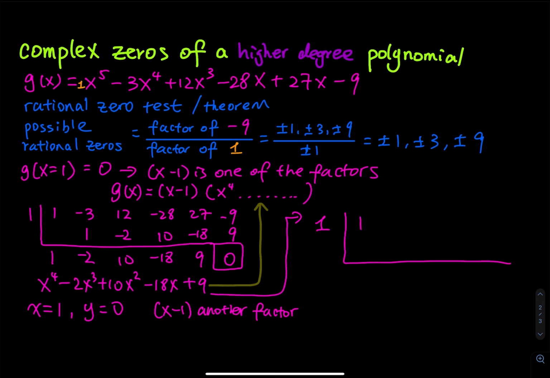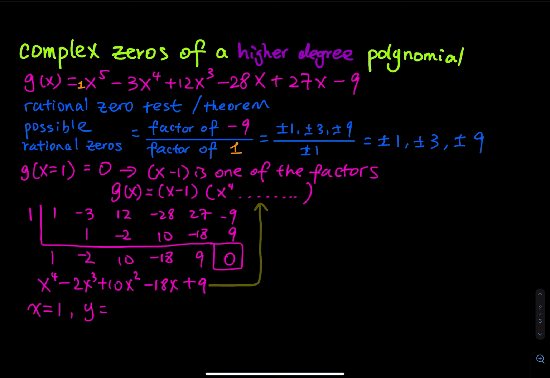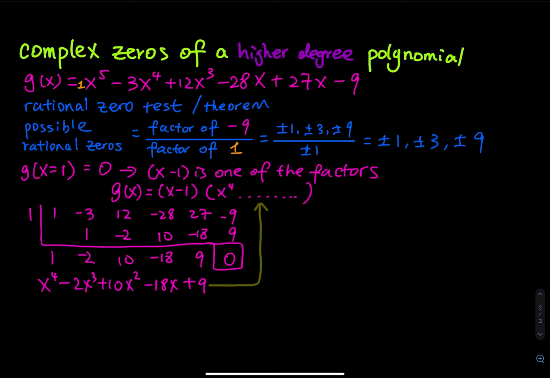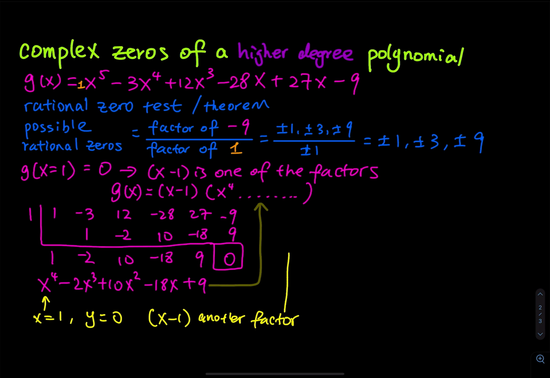Let me, hold on. I think it is better to use a different color. If you already copied it, you don't need to erase anything. So when x equals 1, y equals 0, so you have x minus 1. This is another factor.